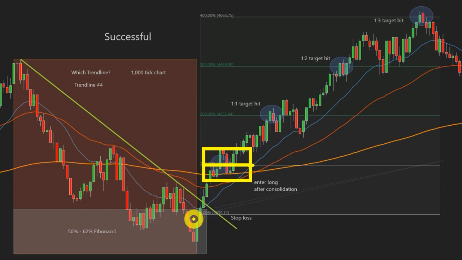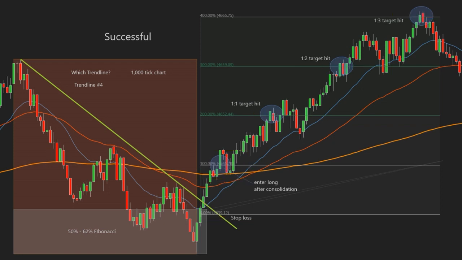Our stop loss is underneath the trend line and below the 50% level, because sometimes price will come down 50% and then take off. So I didn't want to get caught in that. So it was below, it's down here. And here's 1-to-1 target hit, 1-to-2 target hit, and 1-to-3 target hit on this one. So it more than made up for the losses that we experienced on the other one.